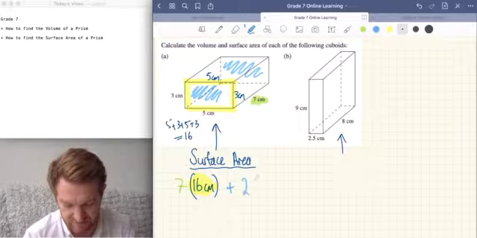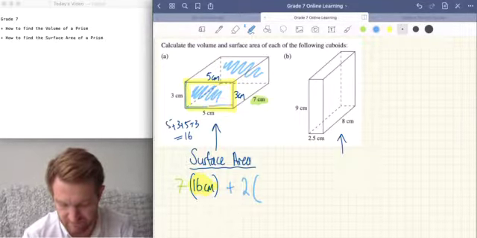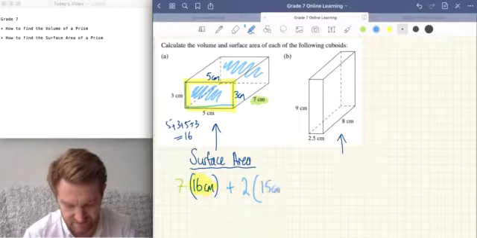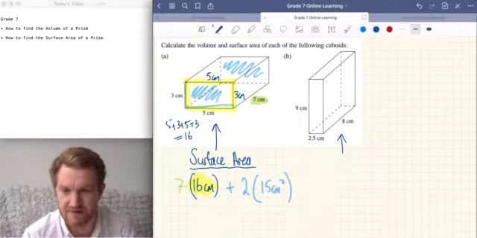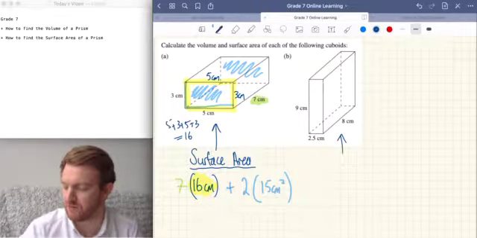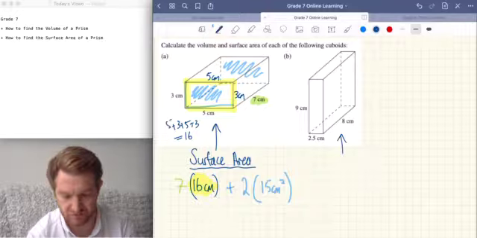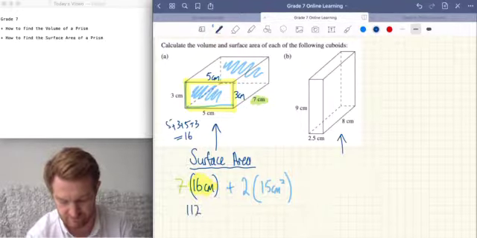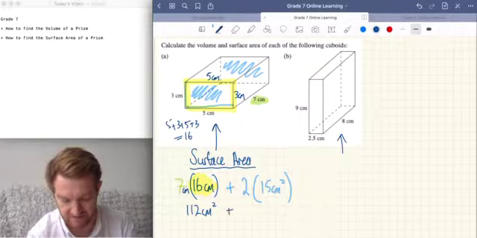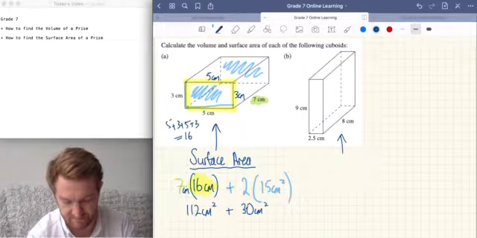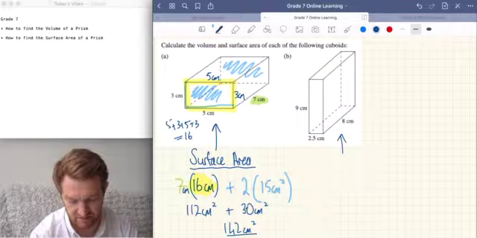There's 2 of them, and each one is 5 times 3, because 3 and 5. So it's 15 centimeters squared. And we do that on our calculator, which I'm sure you're all using. 7 16s are 112. Oh, sorry, 107 centimeters, that should be. And 2 15s are 30. So 142 centimeters squared. And that's how we can use that.